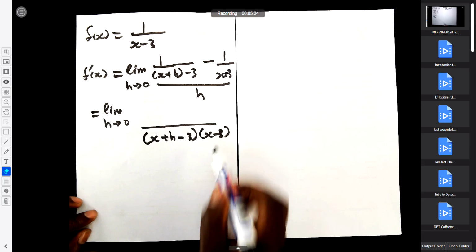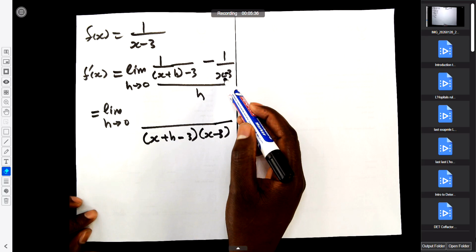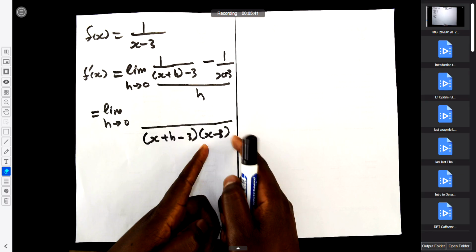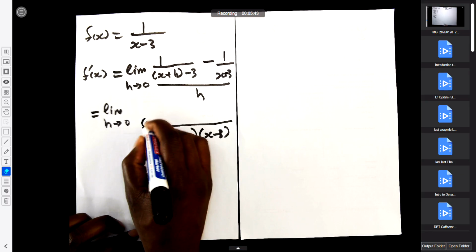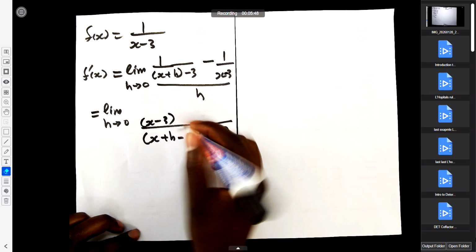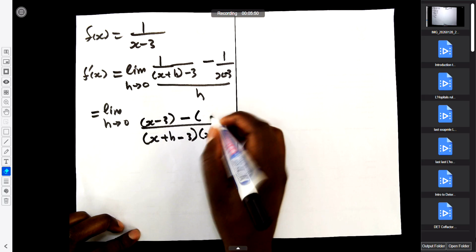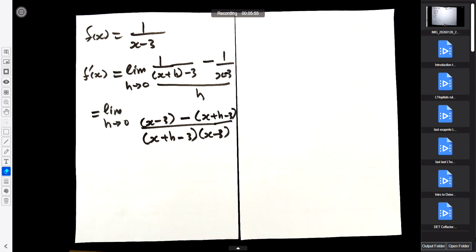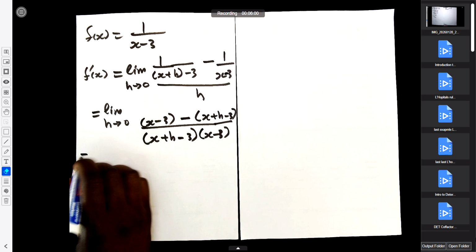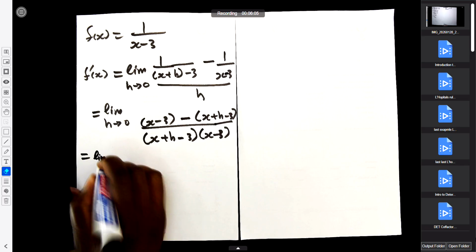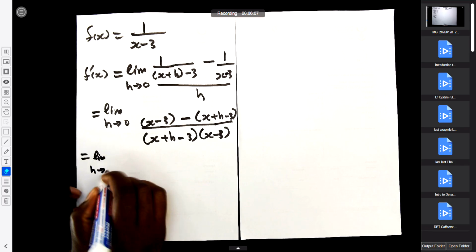So if we do that, we know that this multiplies the numerator. Or you can say the LCD divided by this denominator, we are left with x minus 3, multiplied by the numerator. So it's x minus 3. This divided by that, we are left with this, multiplies the numerator. Therefore, minus, then x plus h minus 3. So you can apply any method of addition or subtraction of fractions, it doesn't matter. So we'll have the limit as h approaches 0.